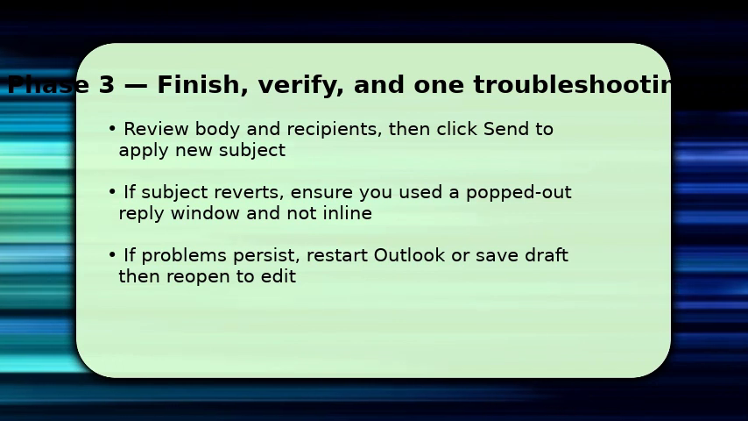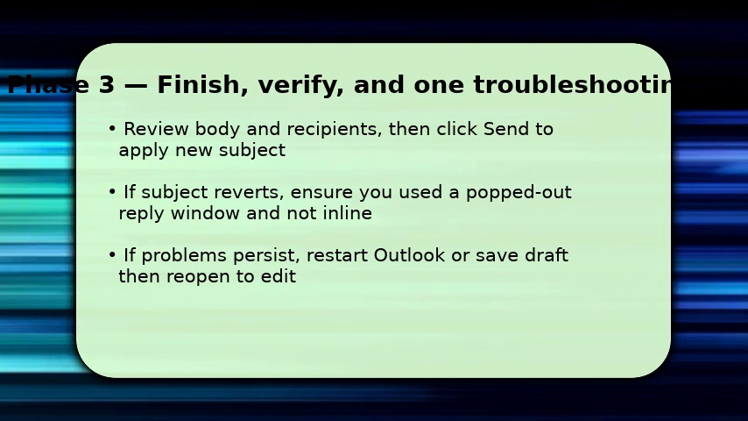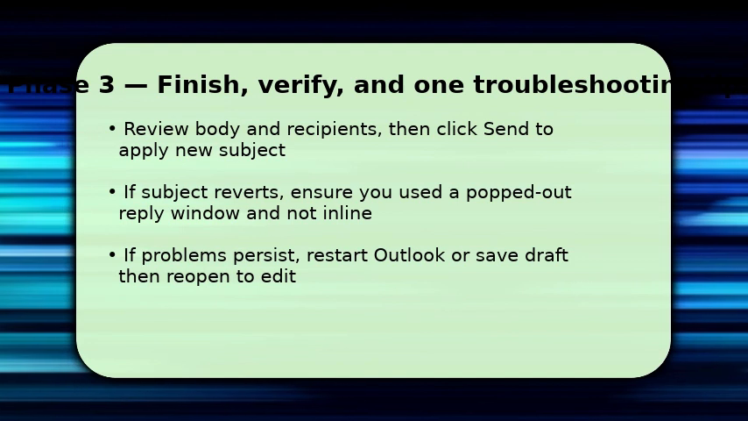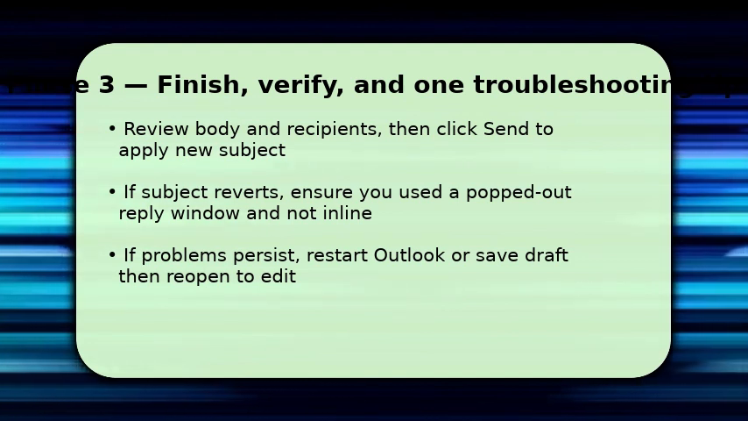If you find the subject reverted to the original, make sure you edited the subject in the popped-out reply window rather than inline. Inline threads sometimes lock headers. If issues persist, save the message as a draft, close and restart Outlook, then reopen and reapply the subject edit before sending to ensure the change is retained.